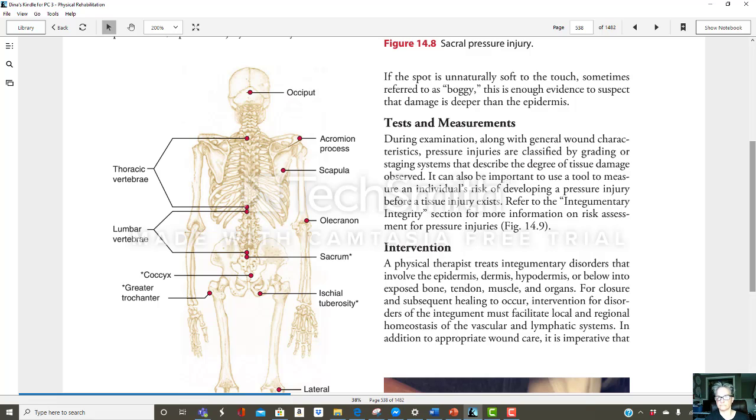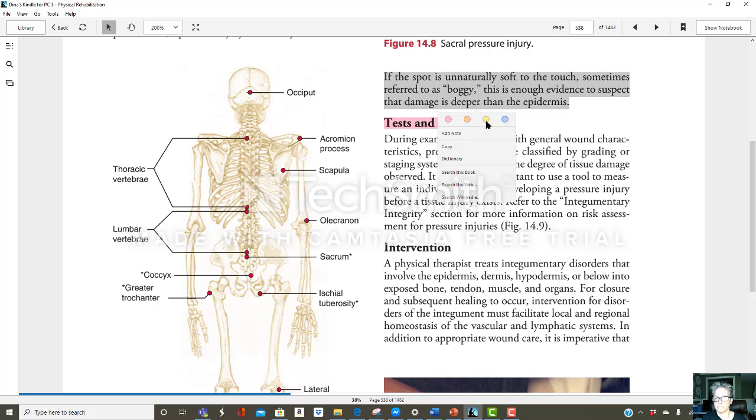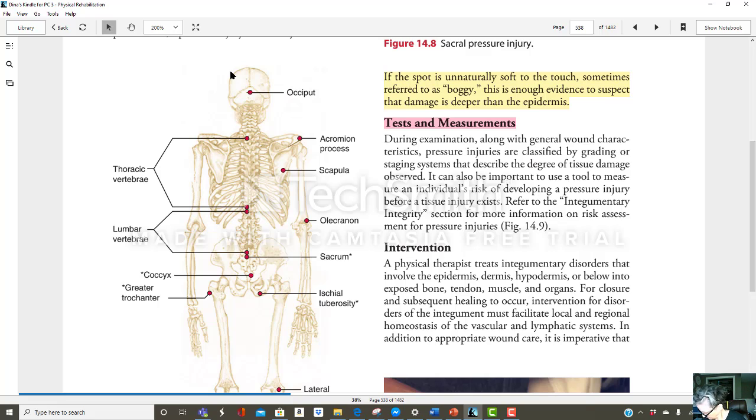Tests and measurements during examination, along with general wound characteristics. Pressure injuries are classified by grading or staging systems that describe the degree of tissue damage observed. It can also be important to use a tool to measure an individual's risk of developing a pressure injury before a tissue injury exists. Refer to the Integumentary Integrity section for more information on risk assessment for pressure injuries.